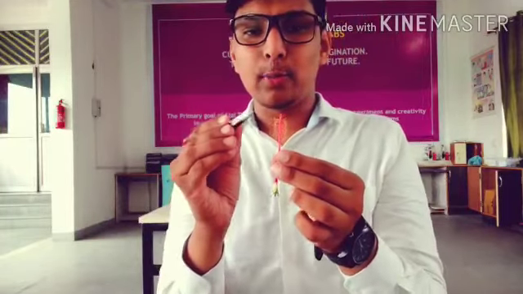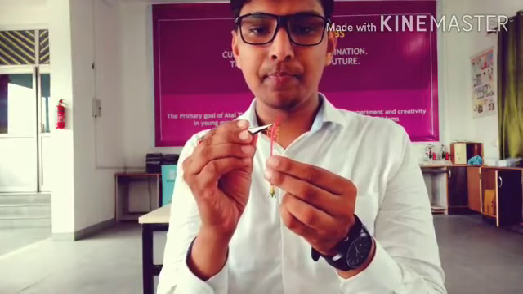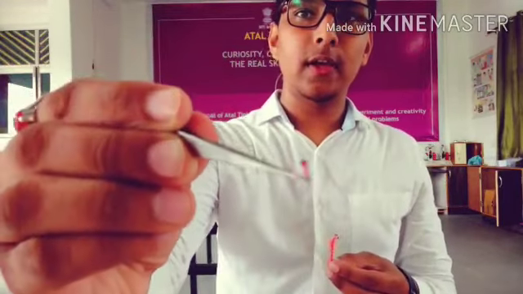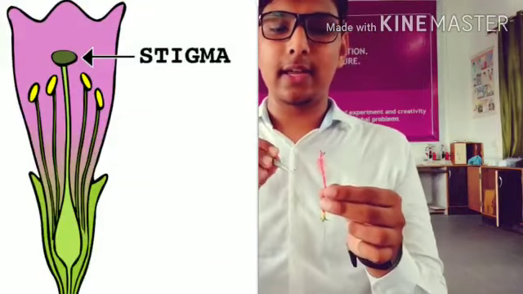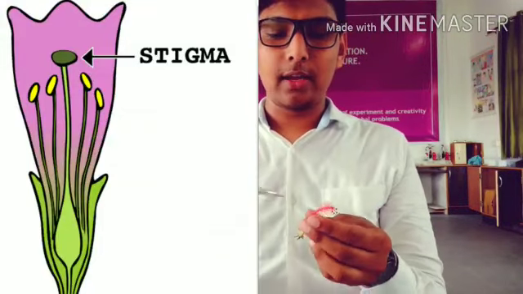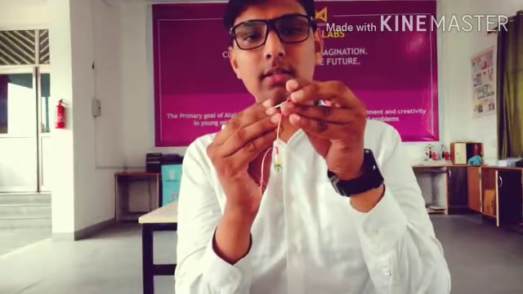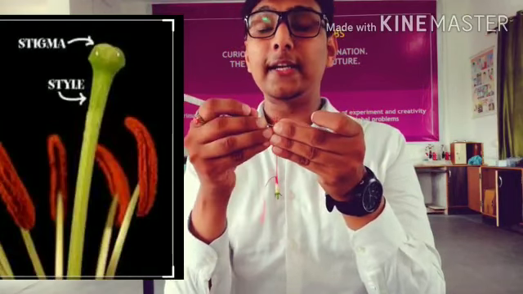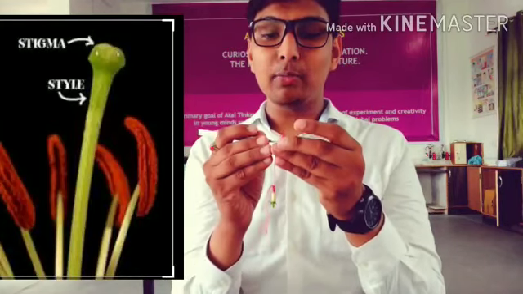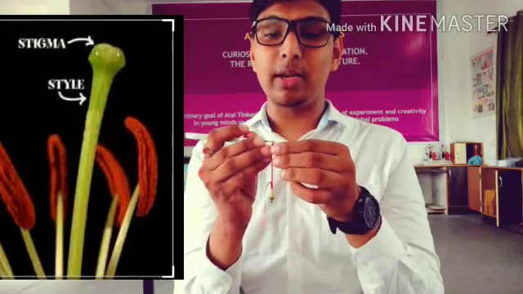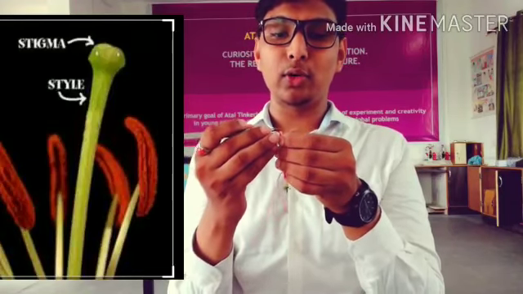If you want to see this style, before that I want to show you the stigma. This is a stigma. It is very sticky so that it can stick the pollen grain over it. If you want to see this style, we can simply tear it from the middle like this, and now you can see the tube. We need a needle for doing this, but I am doing it in such a way that with things available at your place, you can also perform this at home.